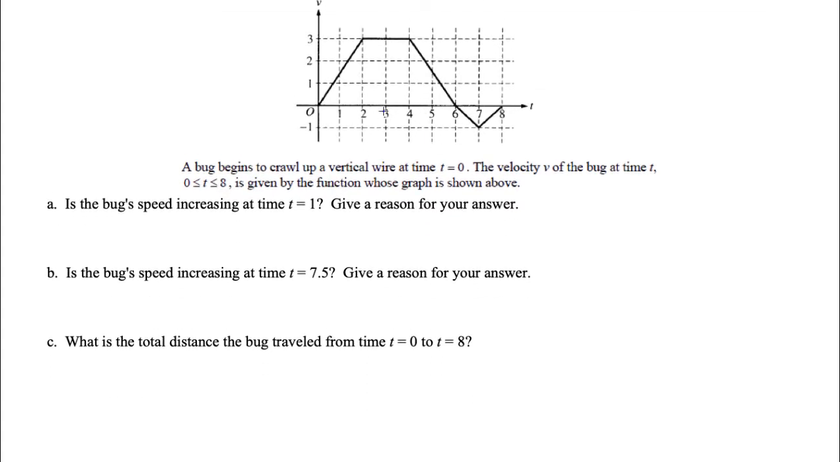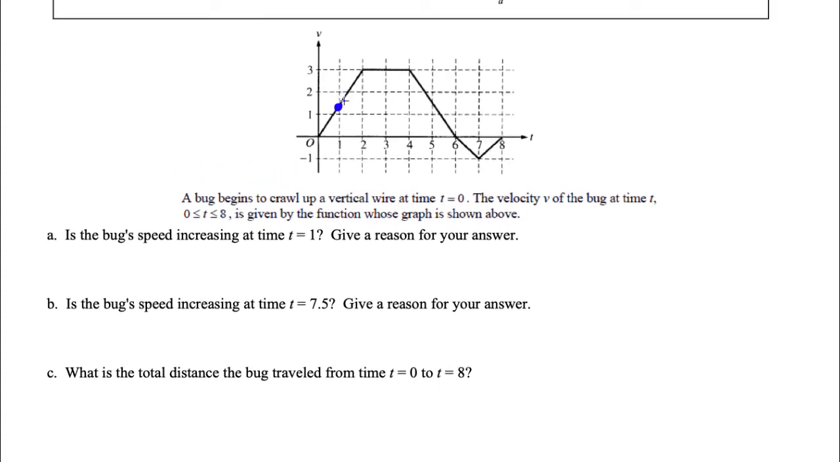All right, so we have this graph. A bug, again, is crawling up a vertical wire, so I could do another horrible picture, but I'm going to forgo that. Is the bug's speed increasing or decreasing at time t equal to 1? So at t equal to 1, I'm at this point. And this is a graph of velocity. So acceleration, I'll put it over here, acceleration and velocity. Velocity is height, and acceleration is slope. So the height and slope are both positive in this case, so it is indeed increasing.